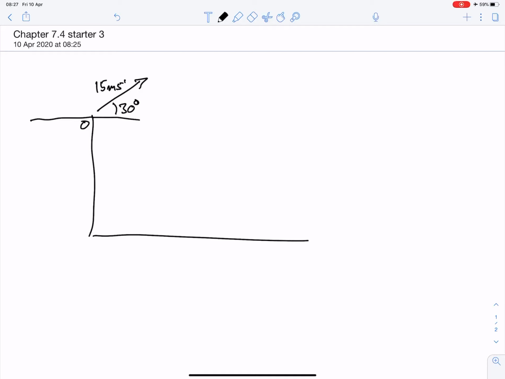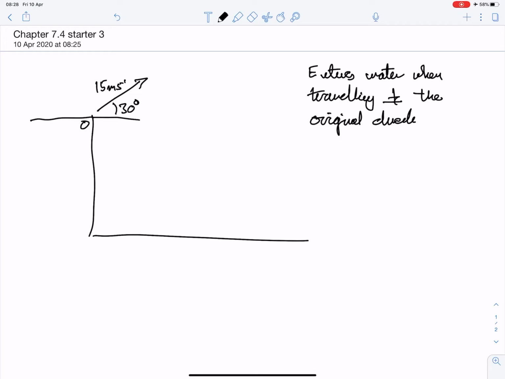And we're told it enters the water when travelling perpendicular to the original direction of motion. Find the height of the cliff.